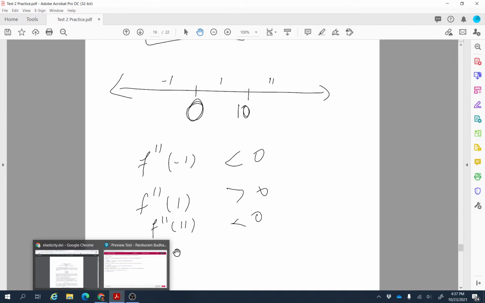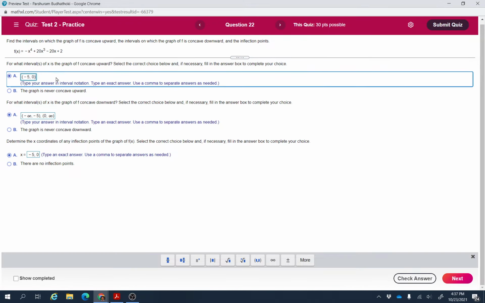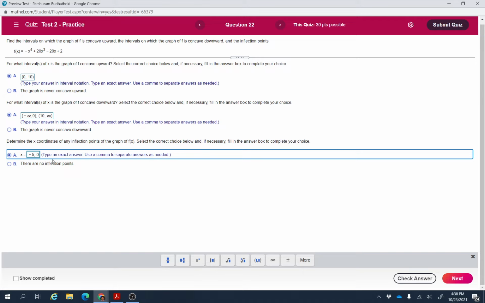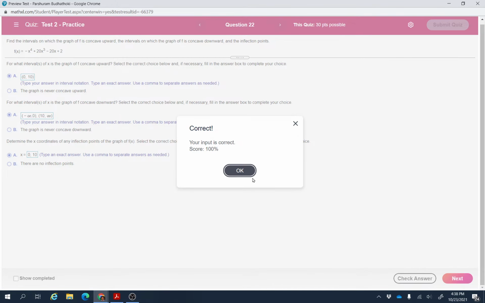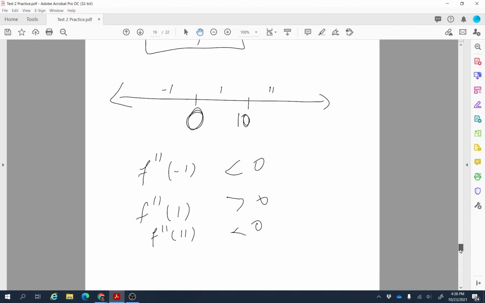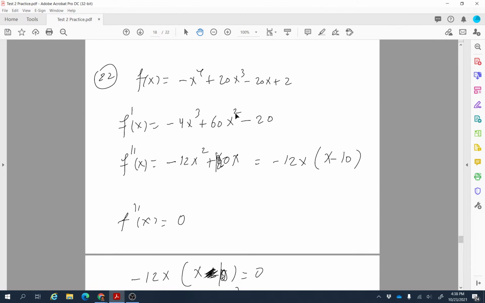So instead of -5, I'm going to write it down as 0 and 10. So here it's from -infinity to 0, and from 10 to infinity, and the points are 0 and 10. Okay, look, that's 100% right. So my bad, I made a mistake while finding the second derivative.